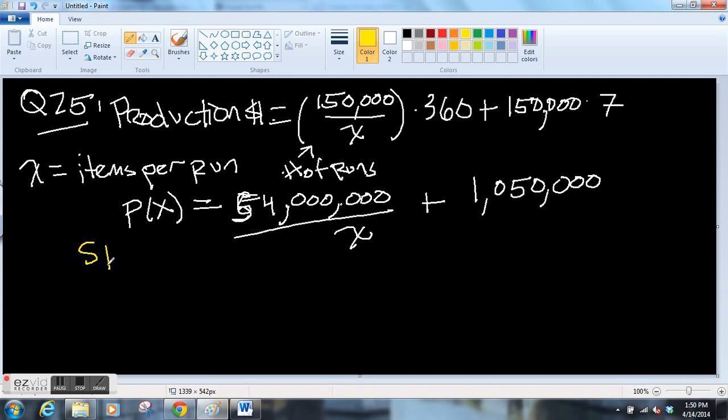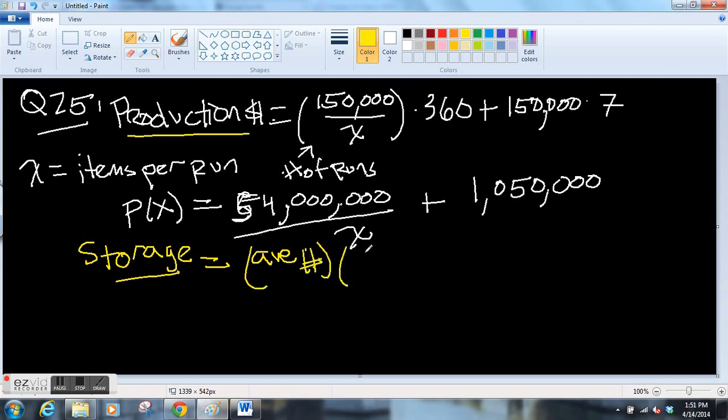So now we have the production, now we need the storage. Why am I doing all this? Because I want the total cost, and the total cost is the production plus the storage cost. So this is how I have to do it. We're going to do the average number stored times the storage cost per item. So the average number stored is X divided by 2.